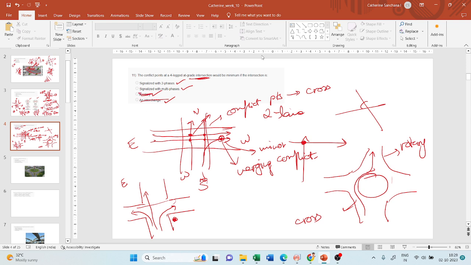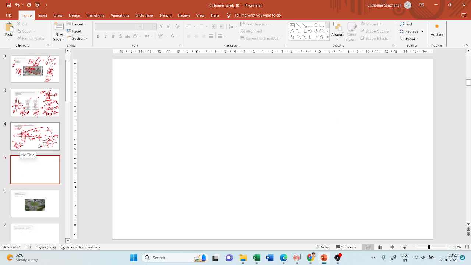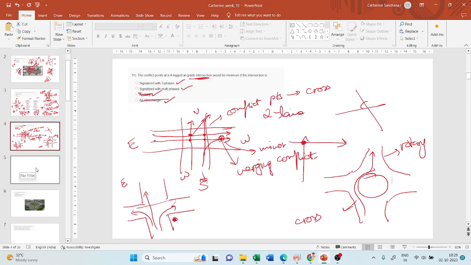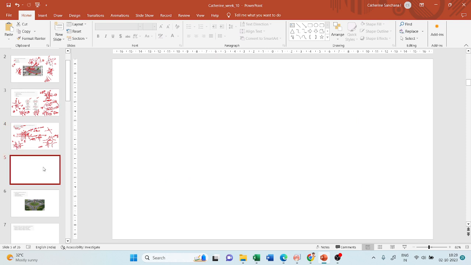Now, I told you a signalized intersection will reduce the conflict points to a greater extent, right? So in such cases, you now have two options for a signalized intersection. One is a two-phase and one is a multi-phase. First, to understand this, let us see what a two-phase is and what a multi-phase is. Let us take a four-legged intersection again. What do I mean by phases?